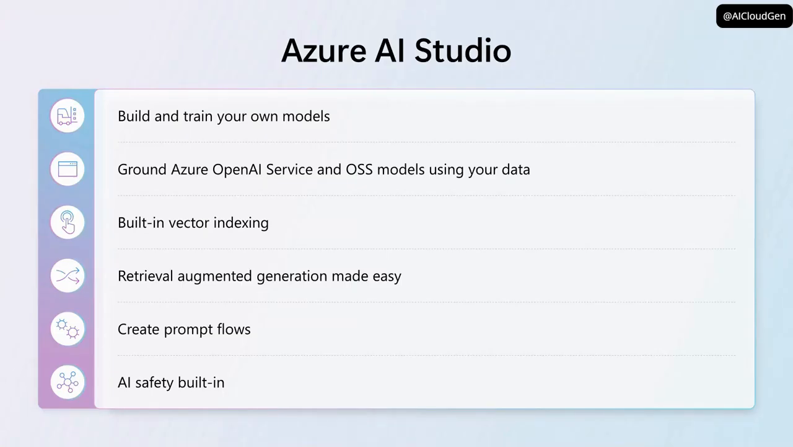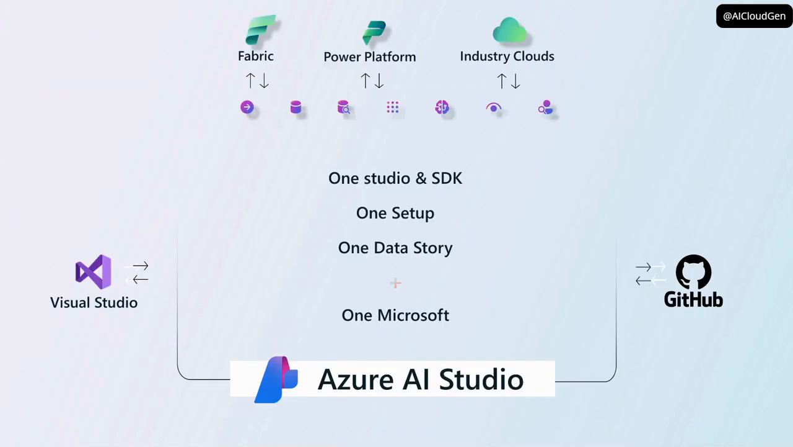So what do you use Azure AI Studio for? As I said, this is a one-stop shop where you can do any AI-related activities on Azure. You can build and train your own models. You can ground the Azure OpenAI service and open source models with your own data. You can use the built-in vector indexing. Retrieval augmented generation is made really easy here. You can create prompt flows, and AI safety and content safety are built in. If I want to showcase it in a visual way, this is what AI Studio is capable of: one studio, one SDK, one setup, one data story, and one Microsoft.